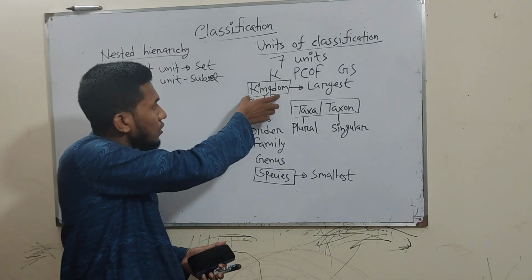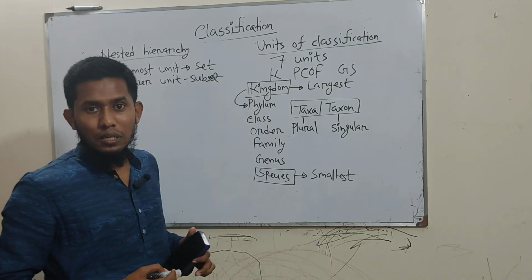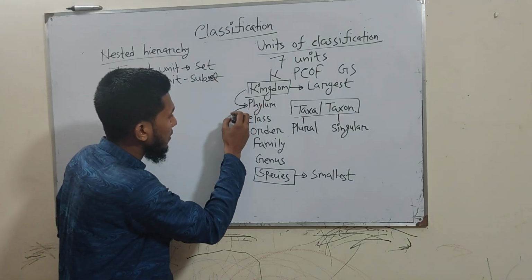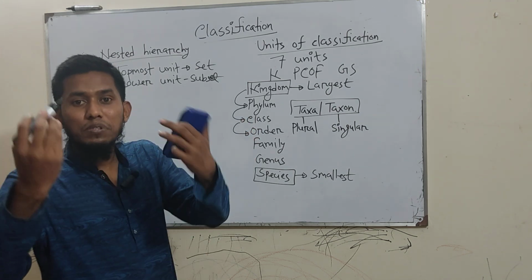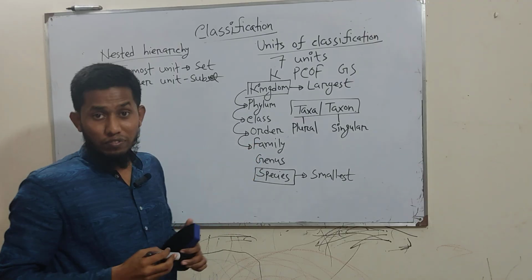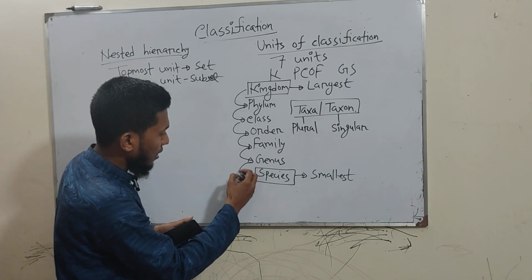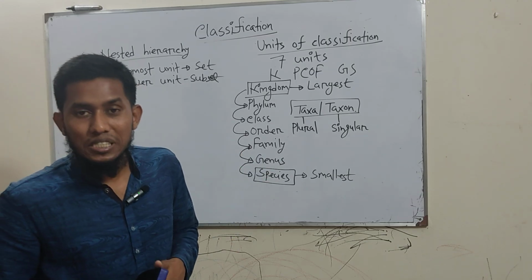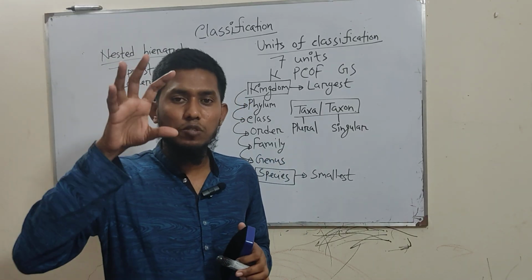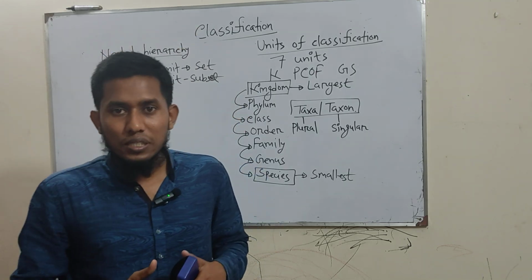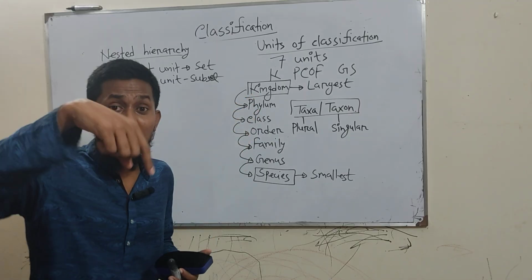So the subset of kingdom is called phylum. The subset of phylum is called class. The subset of class is called order. The subset of order is called family. The subset of family is called genus, and the subset of genus is called species. This is called nested hierarchy. Just remember, the topmost rank is called set and the lower rank is called subset. That's why subset goes downward.